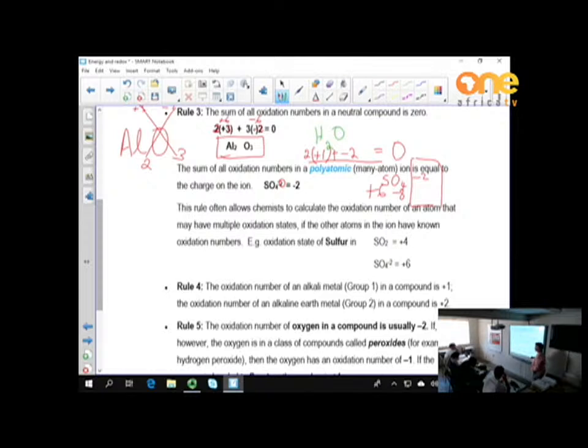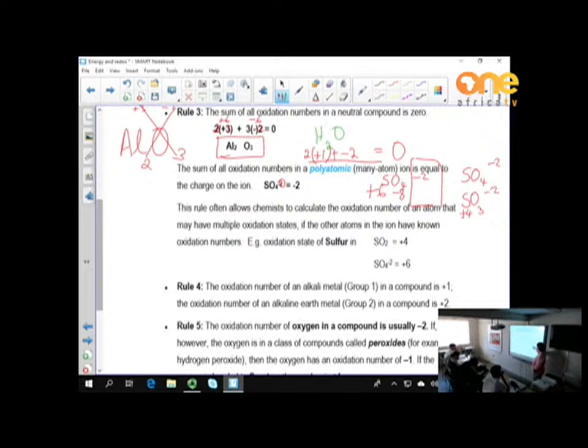Oxygen, usually. If we look at sulfite: remember, sulfate is SO4 2-, and we get SO3 2-, that's sulfite. What's the oxidation state of that sulfur? Well, 3 oxygens gives me -6, plus what will give me -2? So there it is, +4.